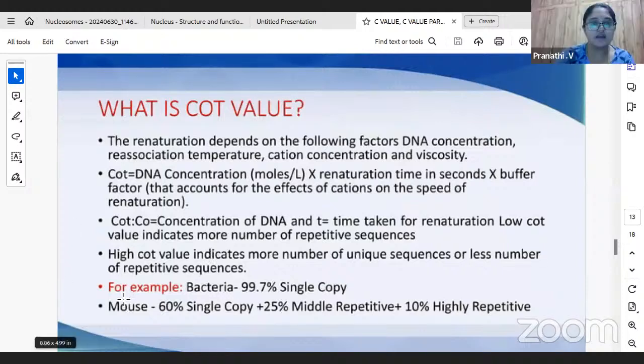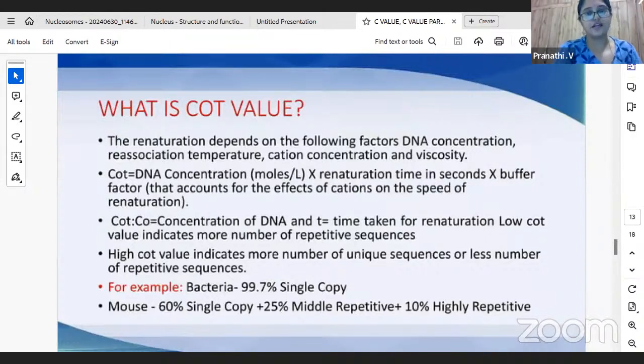So again, COT is a concentration of DNA into time basically. C is the concentration of DNA, and T is the time taken for renaturation. So a low COT value shows that there is a greater number of repetitive sequences because it takes less time to get renatured again. If there is a high COT value, then it shows that it is not of the same sequence, or fewer repetitive sequences are there. So this is what we talk about COT value, that is concentration of the DNA into time.